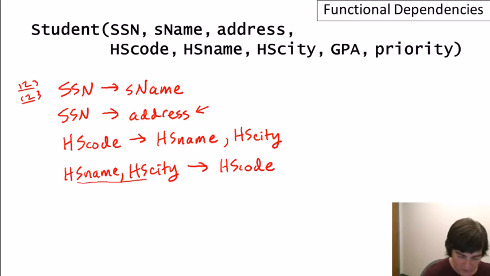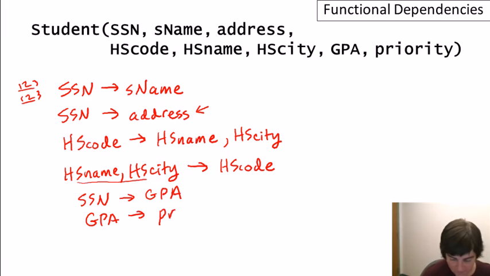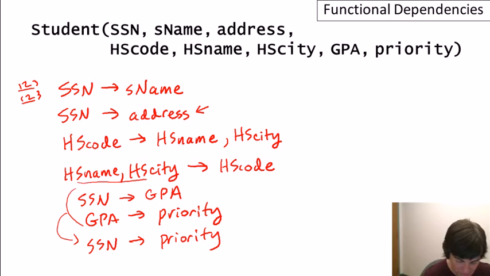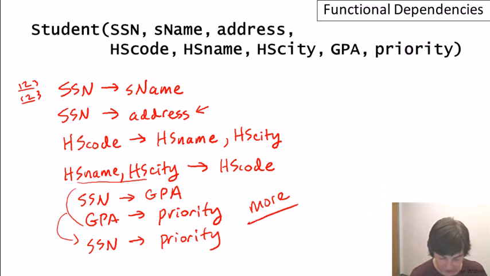If we assume that there's 1 GPA for each student, then we'd have the social security number determines the GPA. And we already talked about GPA determines priority. And another example, actually, if we put these two together, we should see, well, if we have the same social security number twice, then we should have the same priority. And you might be thinking, well, that's kind of a transitive rule that takes these two and produces that one. And indeed it is. And we'll talk about rules for functional dependencies later. And there may be more in this case.